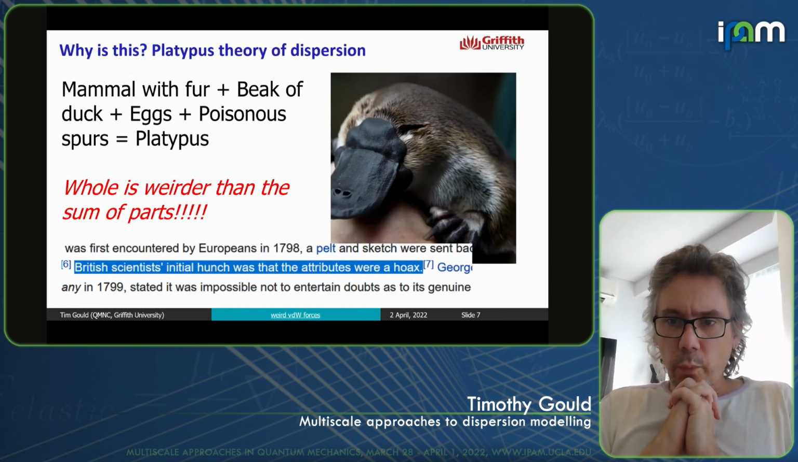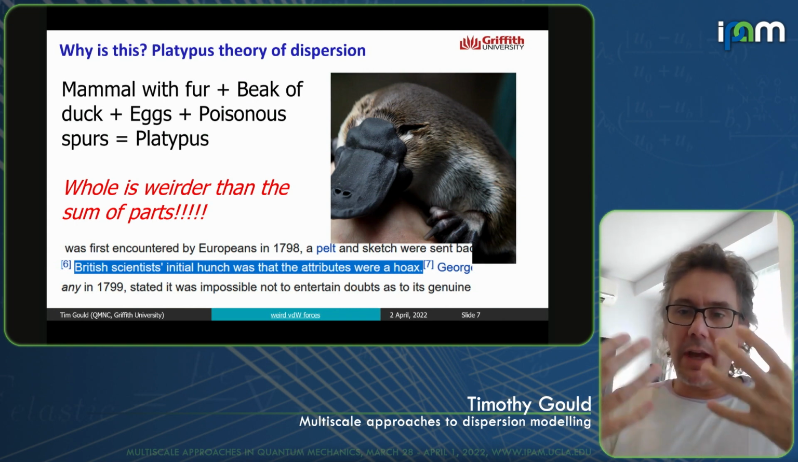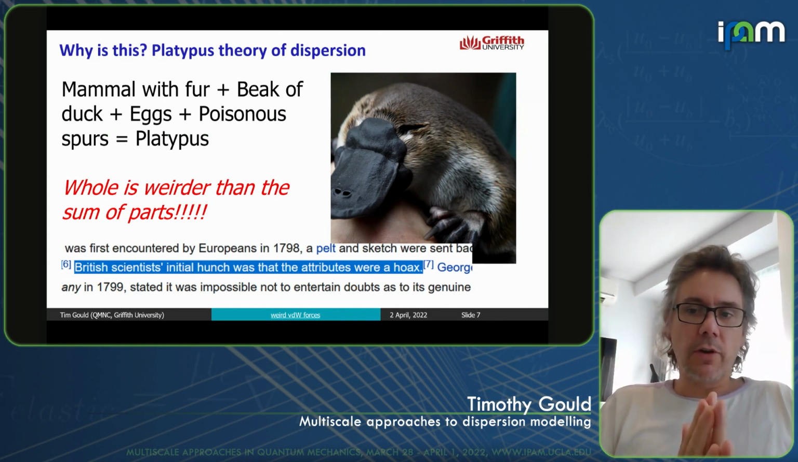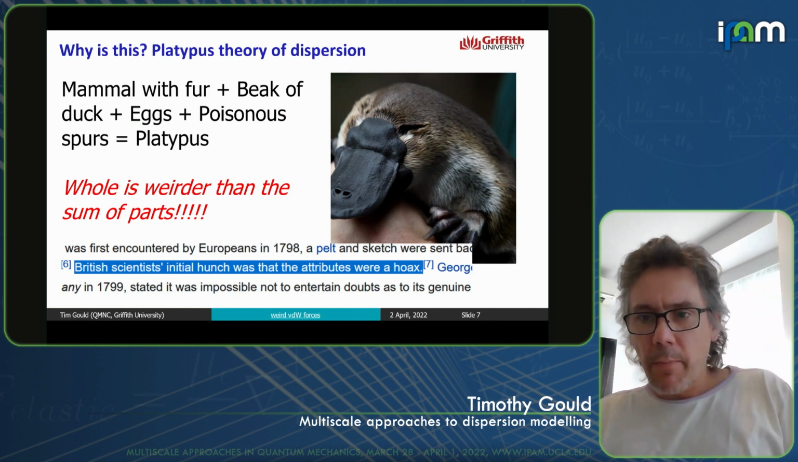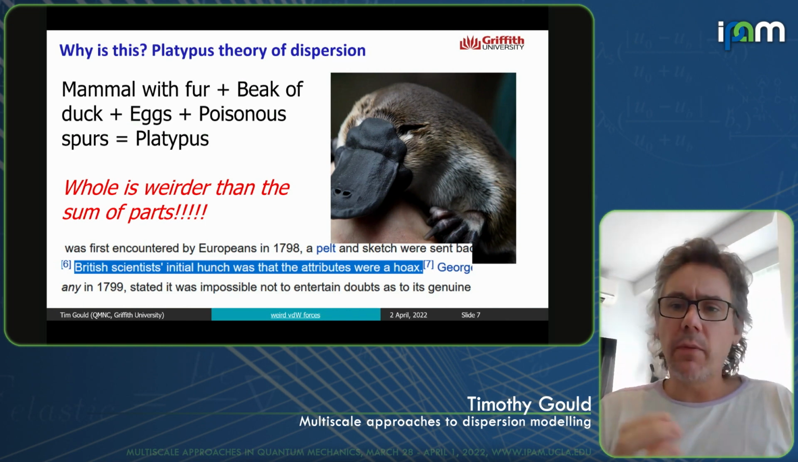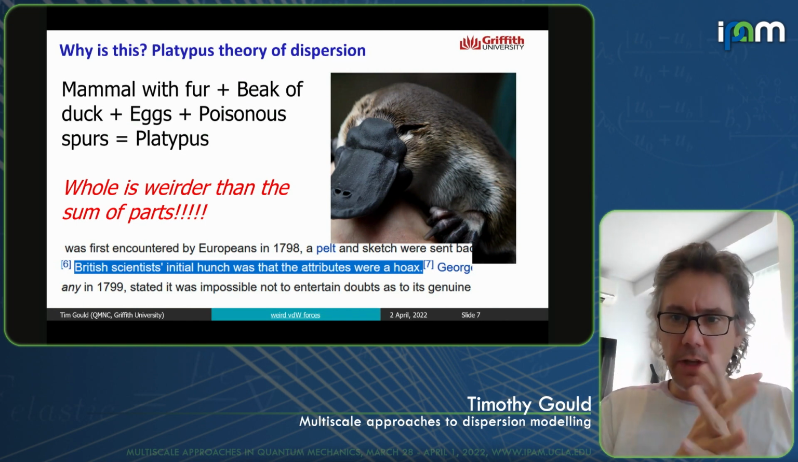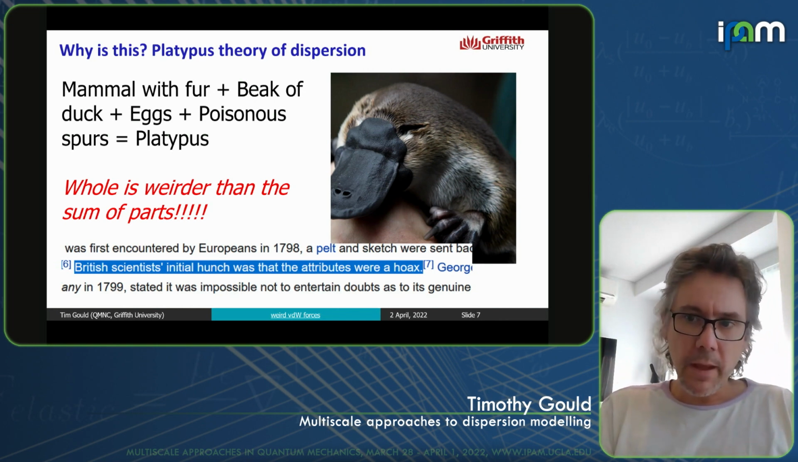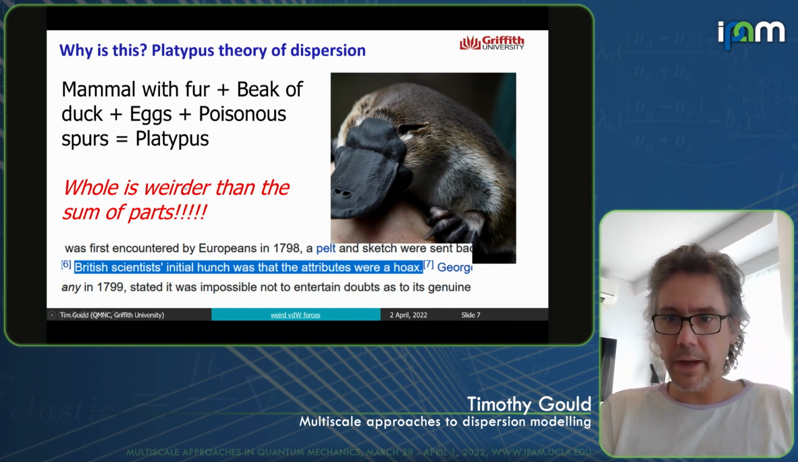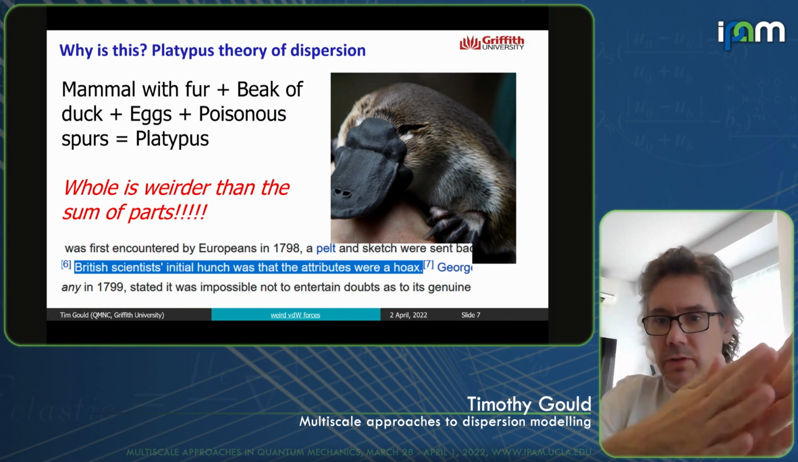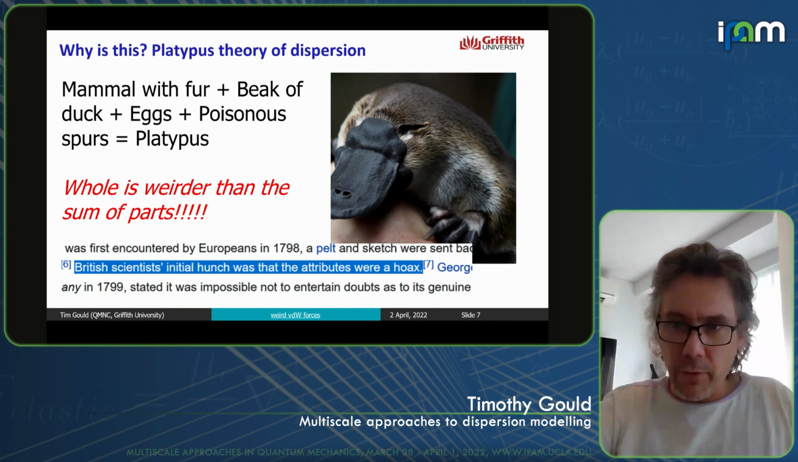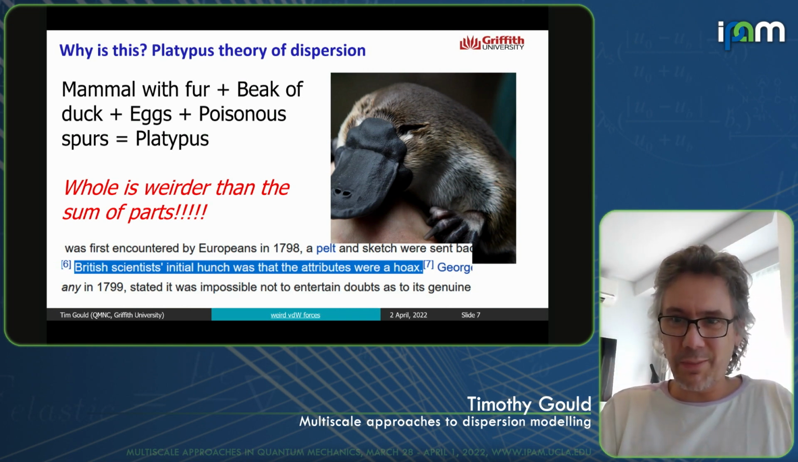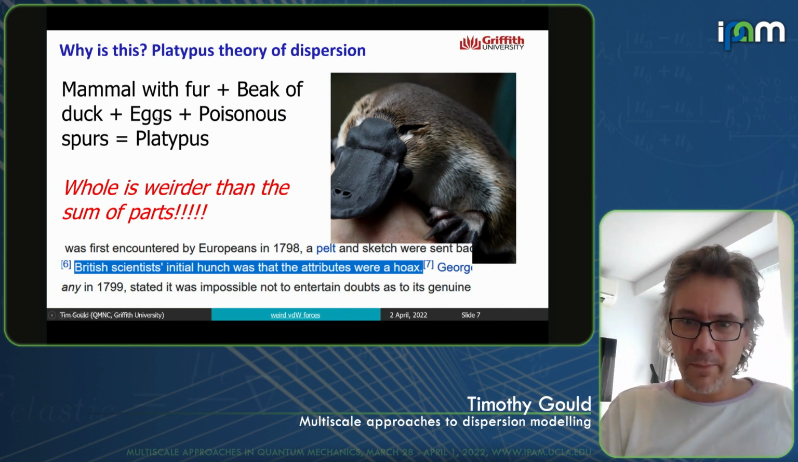So how do we explain this? That's an example. You can work it through, and I'll show some others in a second. But why can this sort of thing happen? I look at this in what I call the platypus theory of dispersion. The core concept here is that the whole is weirder than the sum of the parts. If we took second order and added third order and added fourth order, we would not get to this relationship. It's only when we take everything together that we get something weird.